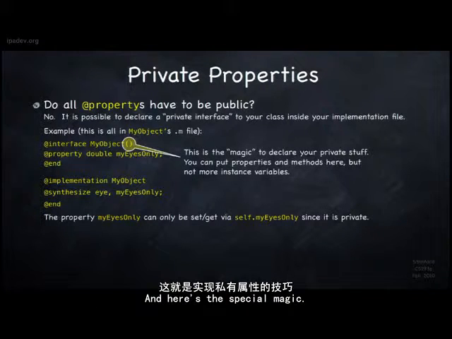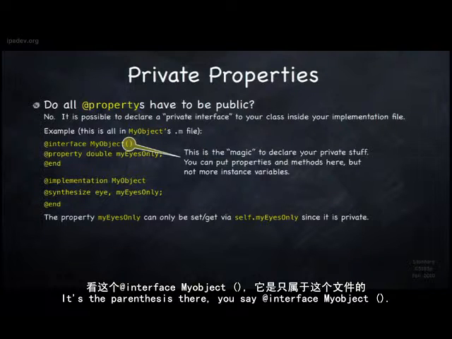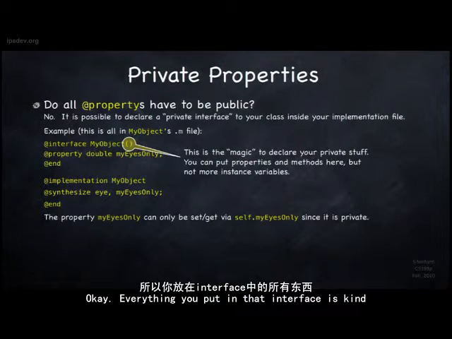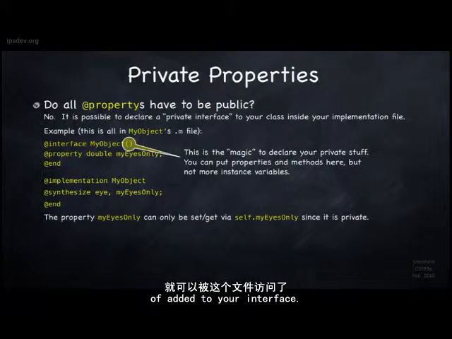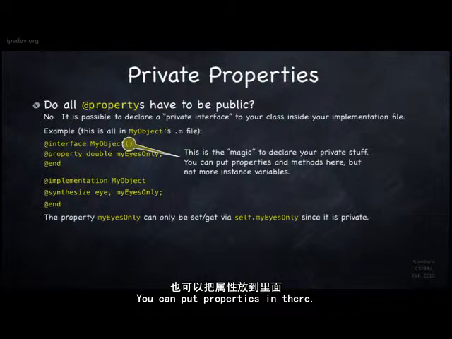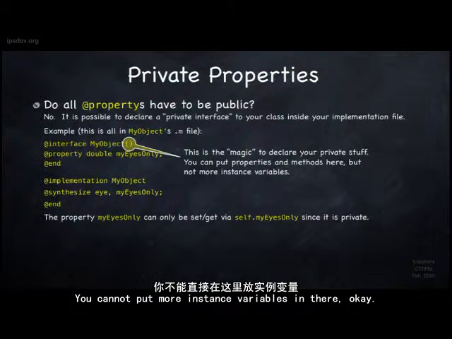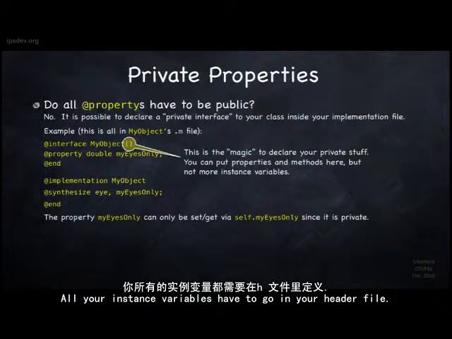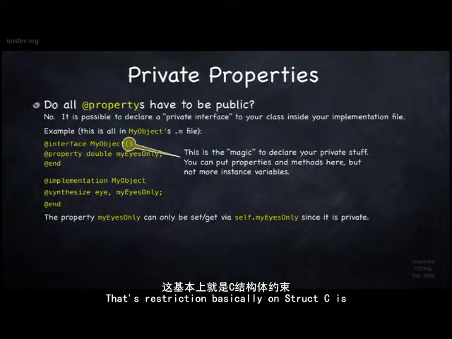And here's the special magic. It's the parentheses there. You say @sign interface, my object, open parentheses, close parentheses. Okay? Everything you put in that interface is added to your interface. You can put methods in there. You can put properties in there. You cannot put more instance variables in there. All your instance variables have to go in your header file. Okay? That's a restriction.